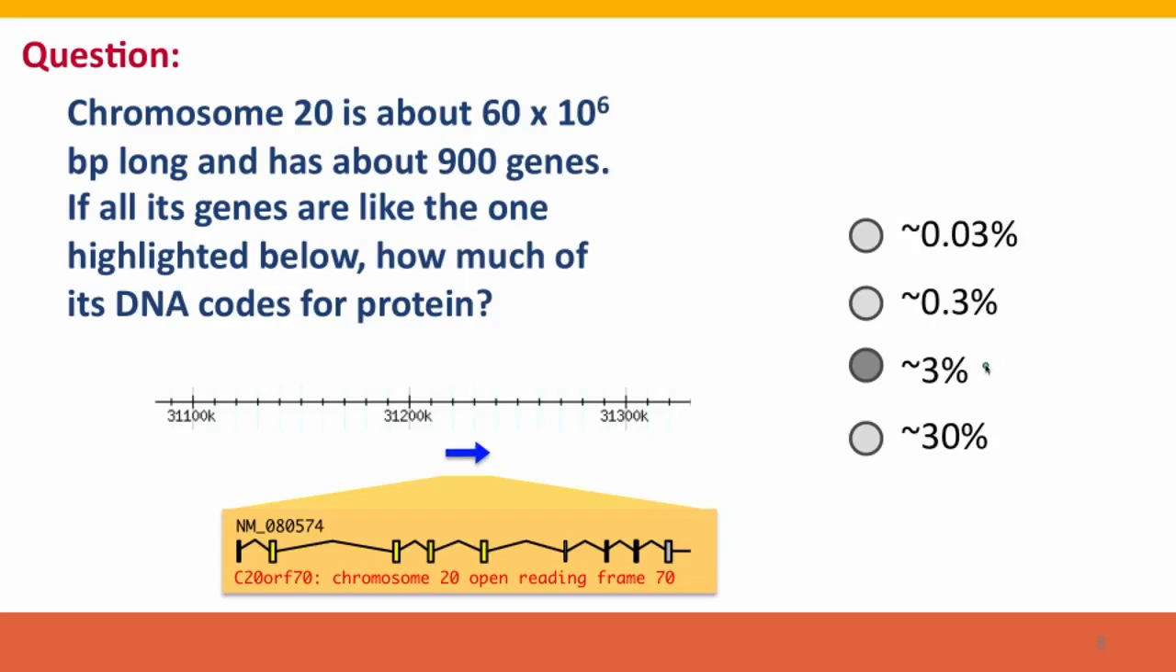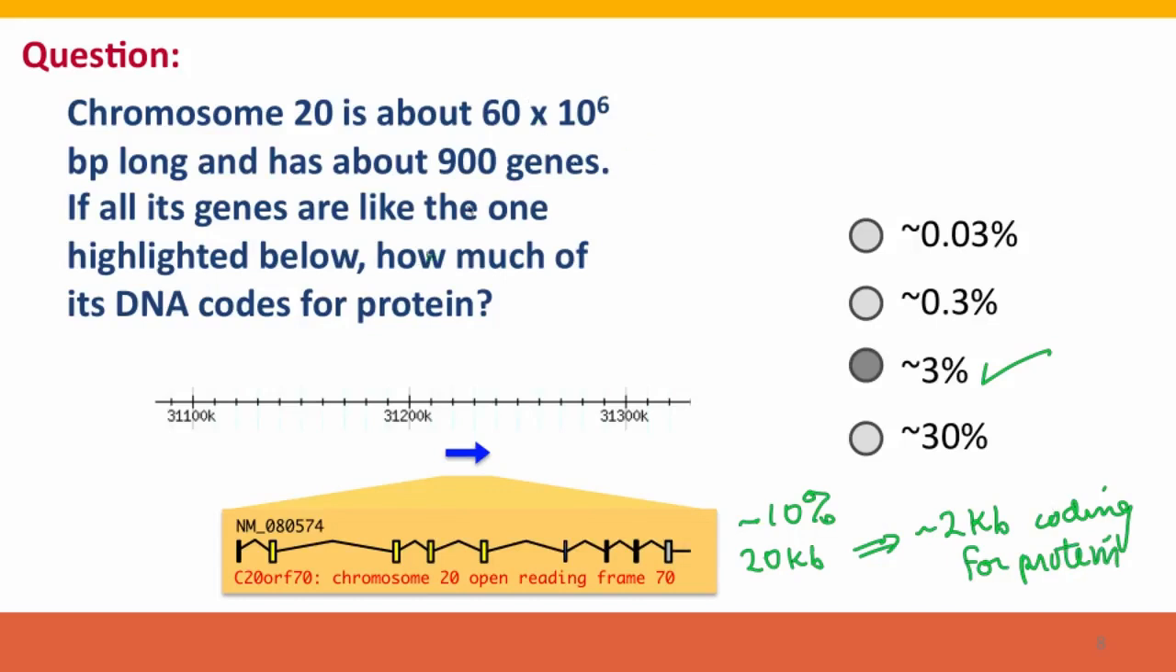The right answer is 3%, and this comes from a combination of arithmetic and estimation. What you first have to do is a rough approximation of how much of this gene is actually coding for protein. And just a ballpark estimate, I'd say about 10% of the line is boxes, and the rest is introns. How long is the gene? Well, the gene's probably about 20 kb, and that means that there's approximately 2 kb coding for protein.